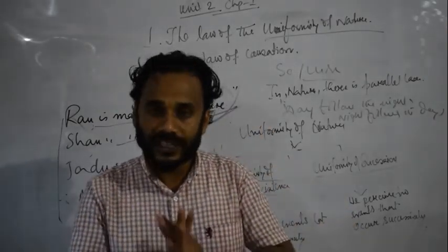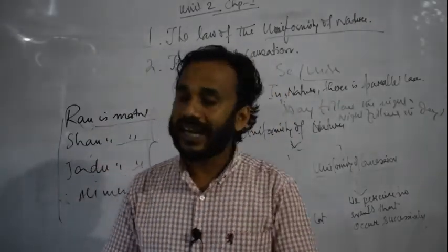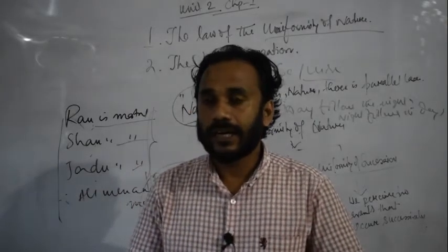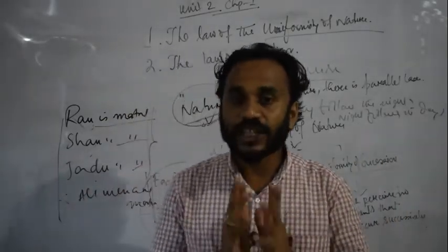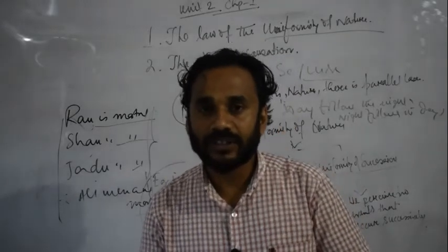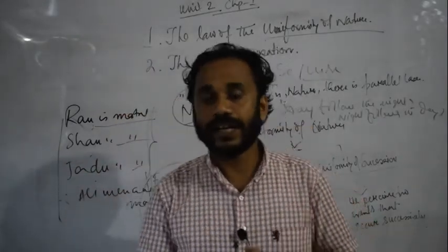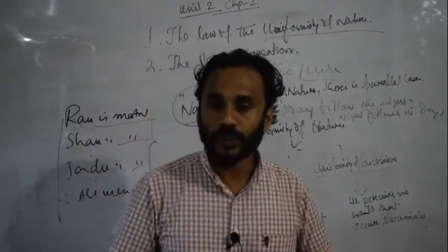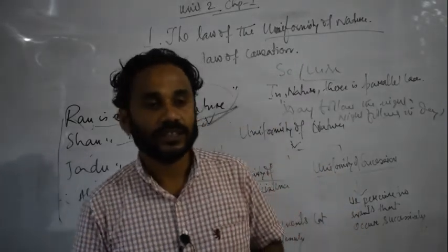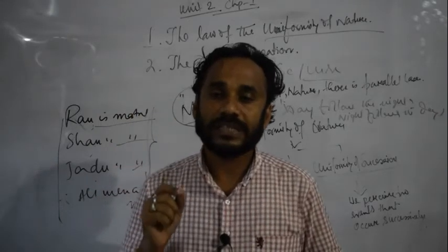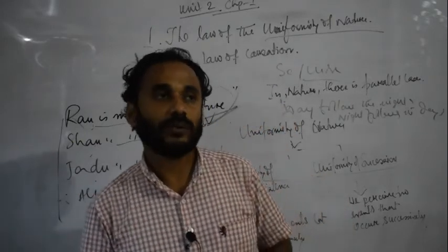Today we have discussed only the law of the uniformity of nature. In my next class, I shall discuss the next topic, the law of causation. Today we covered the different definitions and ways of expressing the principle of the uniformity of nature, and its different types. I hope you will read your textbook also, on what the law of uniformity of nature is and its kinds.